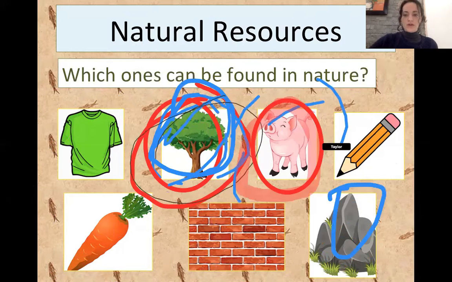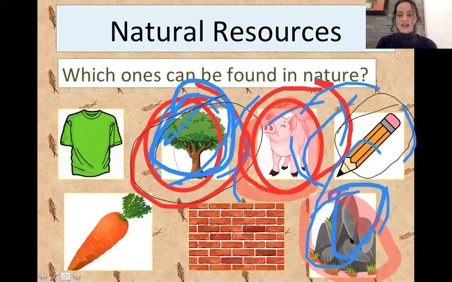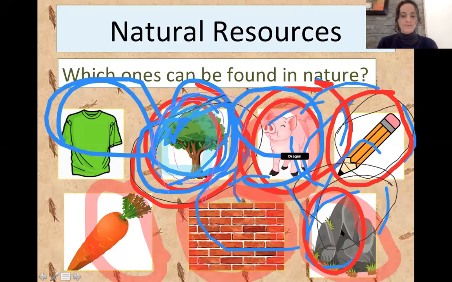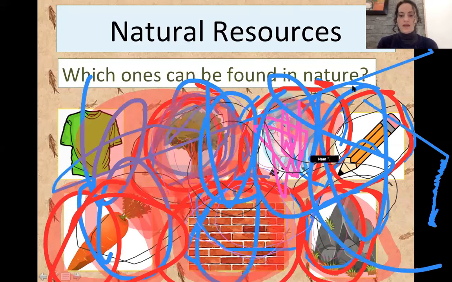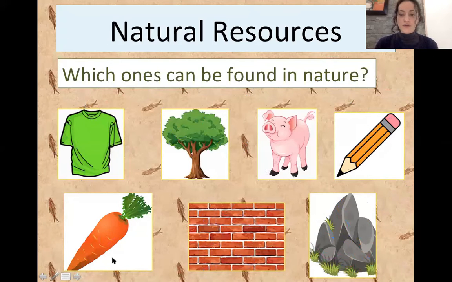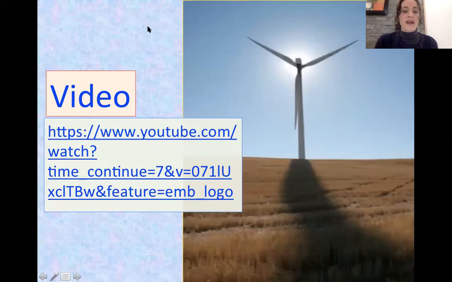Nice, Blue Moon, Milk, very good. Taylor, very nice. Zook, good job. All right, very good, guys. We got them almost all right. So the carrot for food, the tree, the pig, and the rock are all resources we can use that are found in nature, outside. Very good job, everybody.